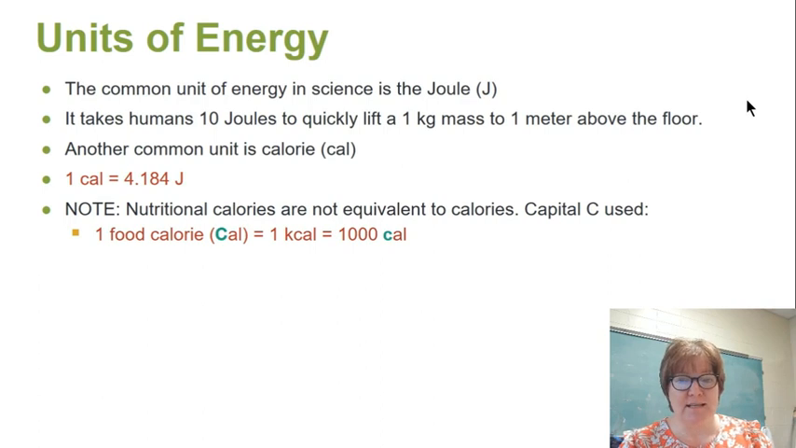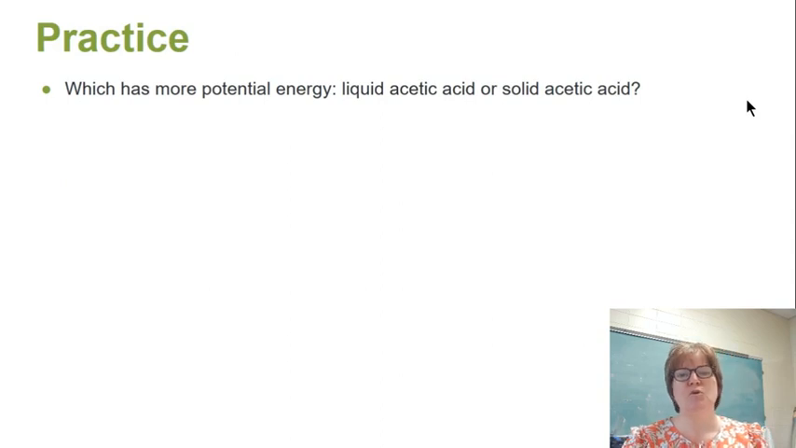However, when we're talking about these kinds of calories, be careful. They're not the same as a nutritional calorie. A nutritional calorie is actually much more. So 1 food calorie, and nutritionists will sometimes use a capital C, is really a kilocalorie. So it's really 1,000 of the calories we're going to use in this course. So when you're dealing with nutritional studies, you just have to be careful to make sure that you know which units we're talking about. So just to wrap up, let's try some practice. Which one has more potential energy, liquid acetic acid or solid acetic acid?